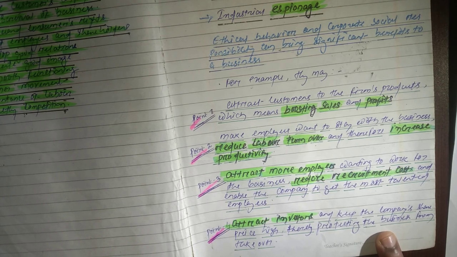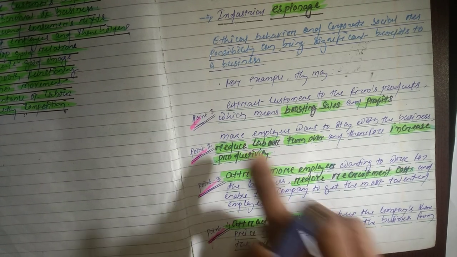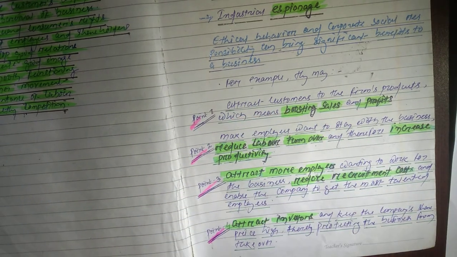So you just need to write only four important points of ethical behavior and corporate social responsibilities that can bring significant benefit to a business. Right? So number 1, attract customers to the firm's product, which means boosting sales and profits.